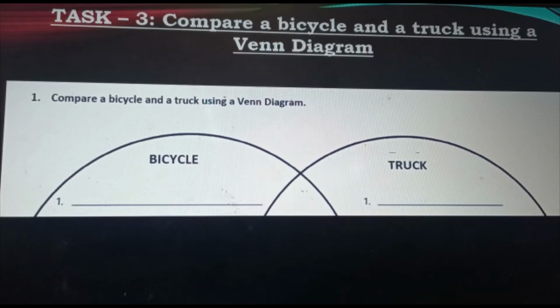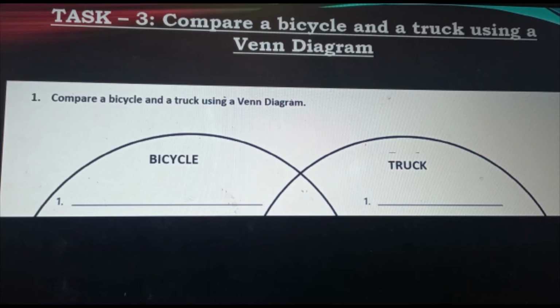Finally comes task 3, and for task 3, I would suggest every child, whoever is watching the video right now, to look at it and do task 3. Even if you cannot write the sentences, at least you can draw, right? You can try to draw the bicycle and the truck and then find the differences. You can tell your parents what the differences are.